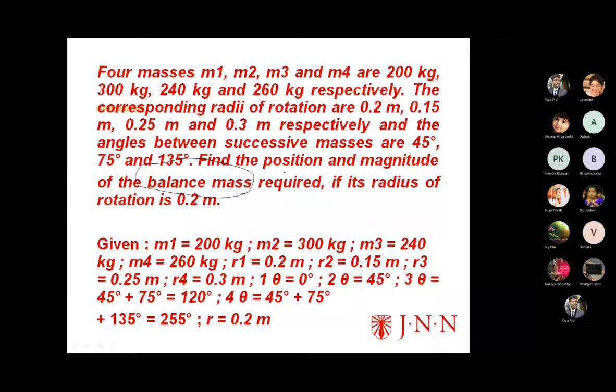அப்ப அந்த ஆட் பண்றது பொசிஷன், எந்த இடத்துல எவ்வளவு weight of the mass பிளேஸ் பண்ணணும்னு கேட்டிருக்காங்க. If the radius of the rotation is 0.2 meter. ஸோ அந்த எக்ஸ்ட்ரா ஆட் பண்ண போற மாஸோட ரேடியஸ் 0.2 மீட்டர் அப்படின்னா, அது எந்த இடத்துல எவ்வளவு வெயிட்ல ஆட் பண்ணா the system will be completely balanced. So this is a concept.